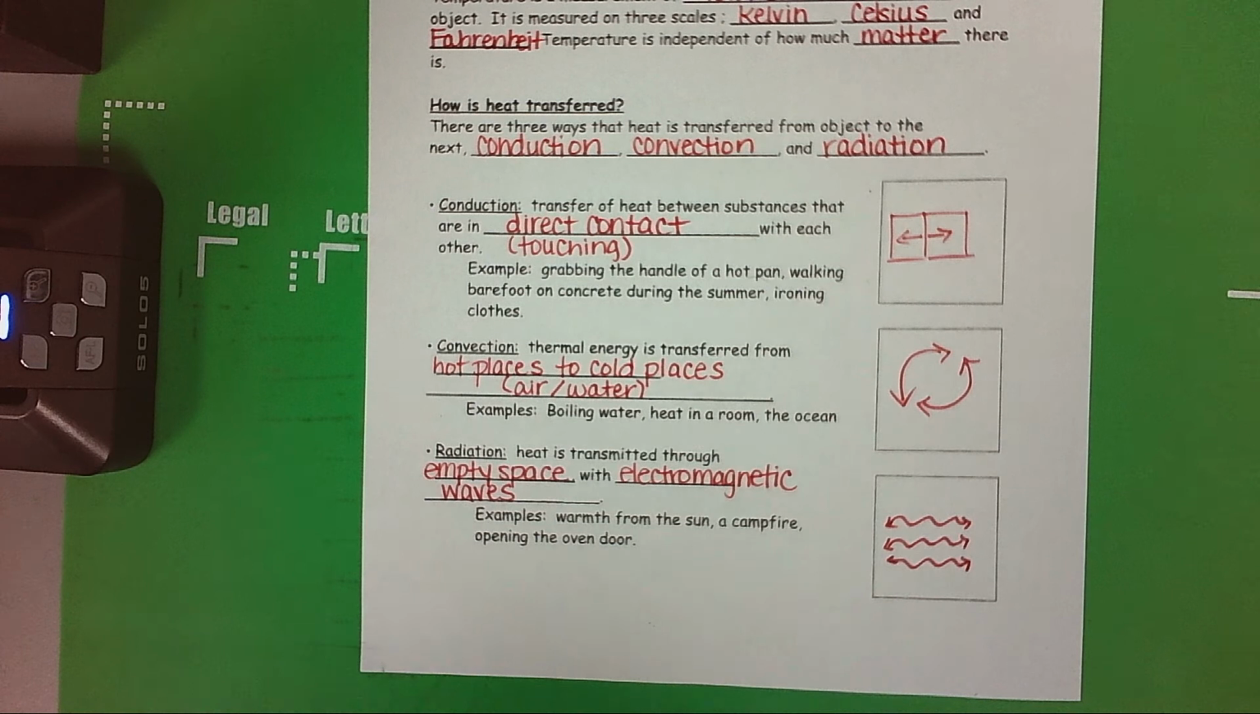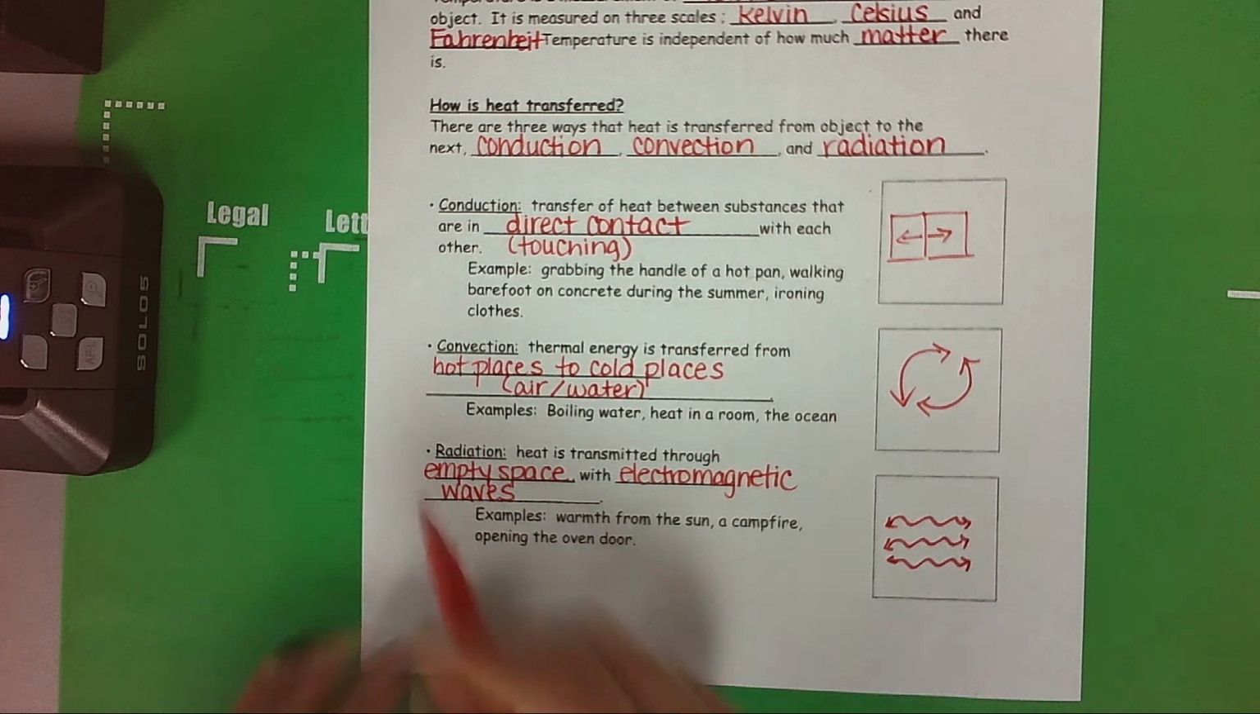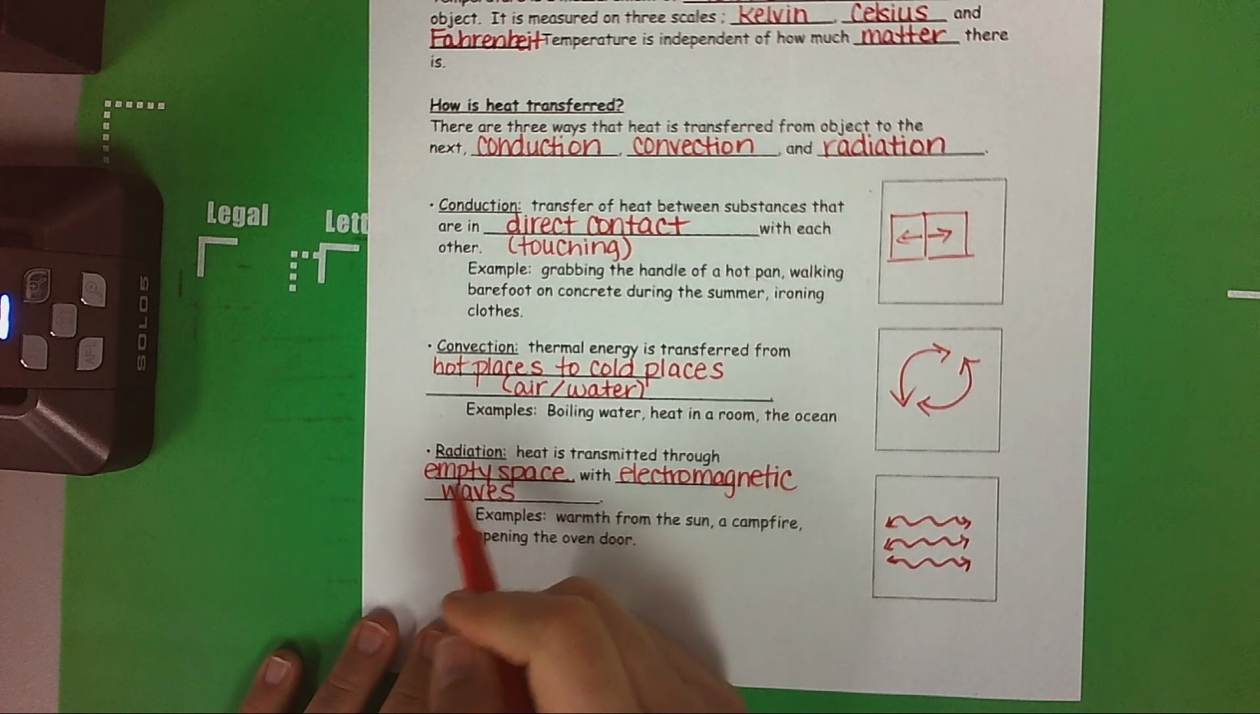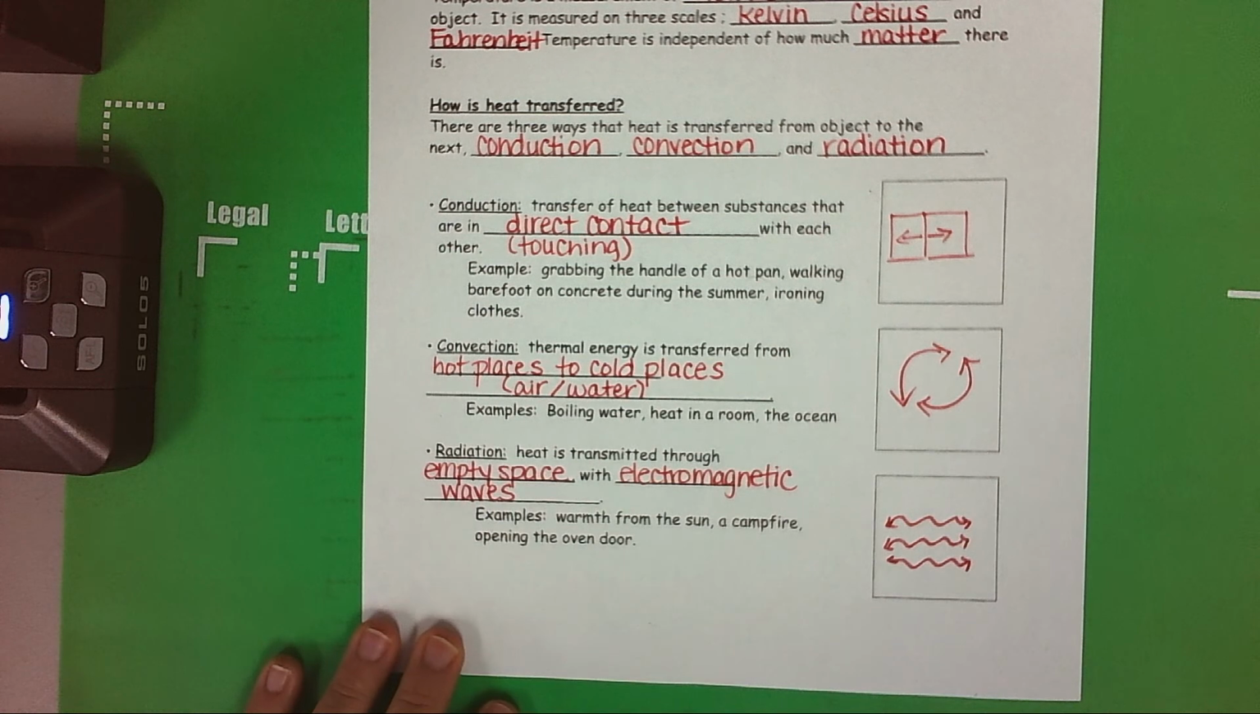So the ultraviolet rays that we get from the sun, that's radiation. We get heat from the sun because of radiation. Okay? Alright, this should be put in your notebook once you finish completing all of the blanks.